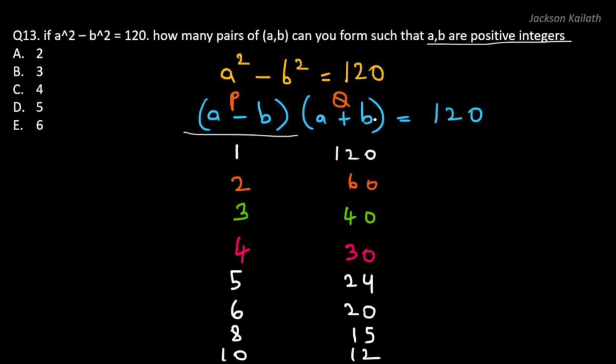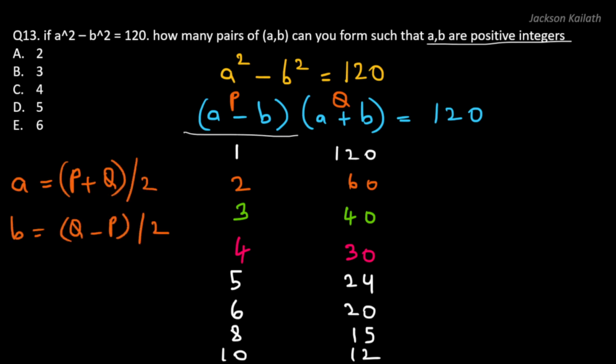When you add p and q, you will get a minus b plus a plus b, that's equal to 2a, right? So a is actually p plus q divided by 2, and in a similar manner, b is equal to q minus p divided by 2. Again, let's just try that. If you do q minus p, that's a plus b.